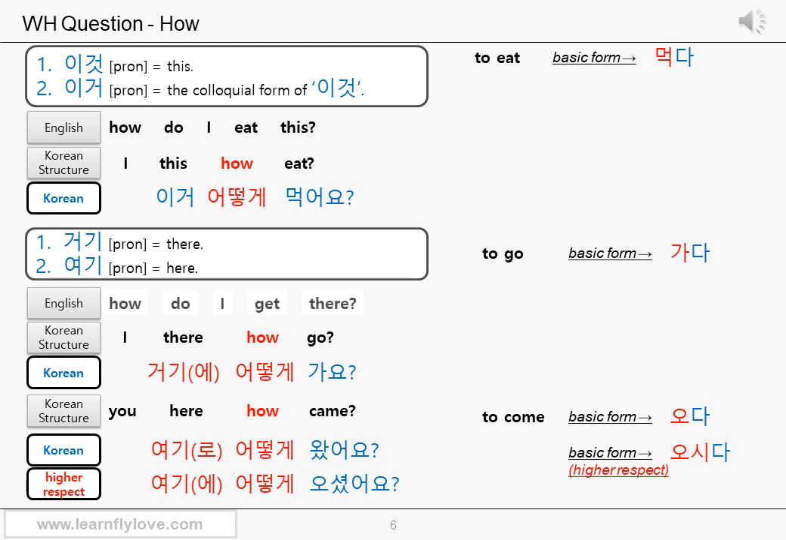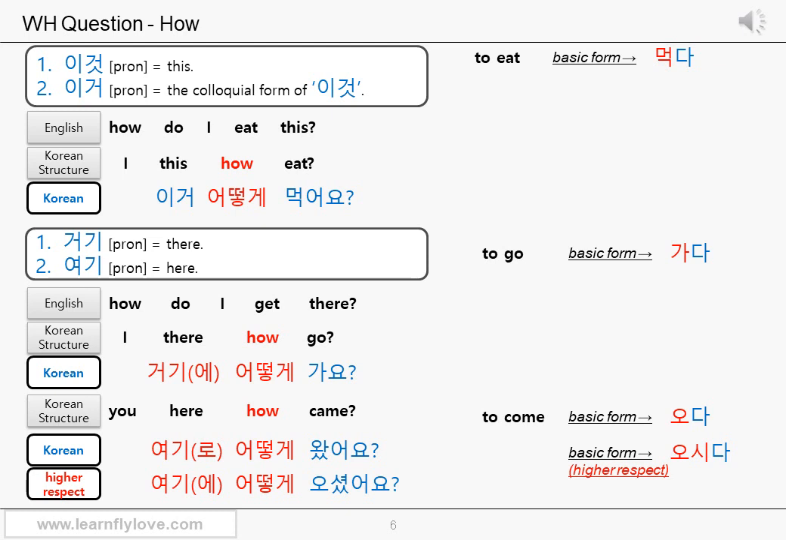How do I get there? The verb "get" is used to mean "to arrive," but in Korean, it is more natural to use the verb "go" when you ask the way or the method to get somewhere. How do I go there? So the sentence structure is going to be I, there, how, go. There is a subject "I" here too, but you can omit it in a Korean sentence.